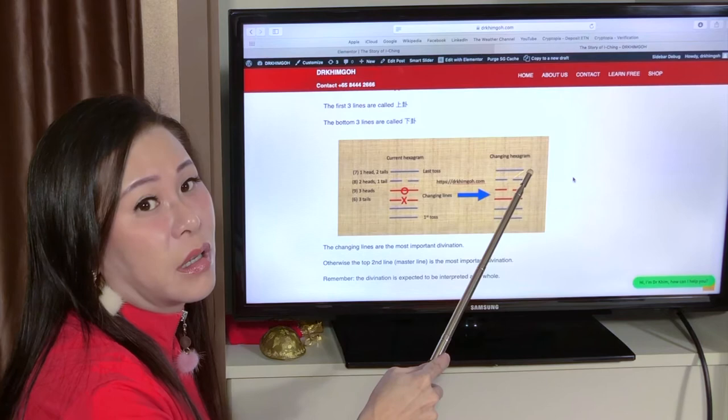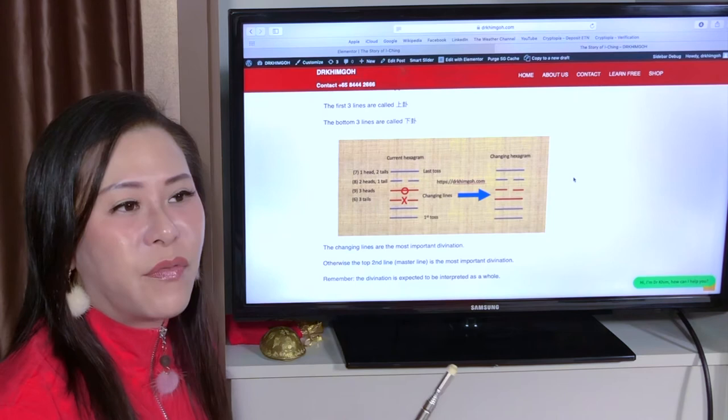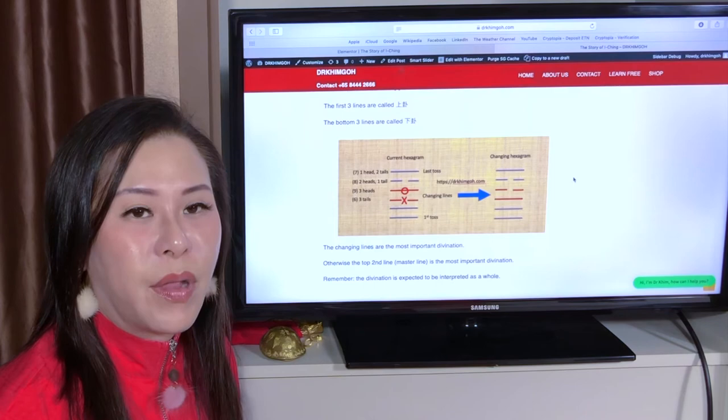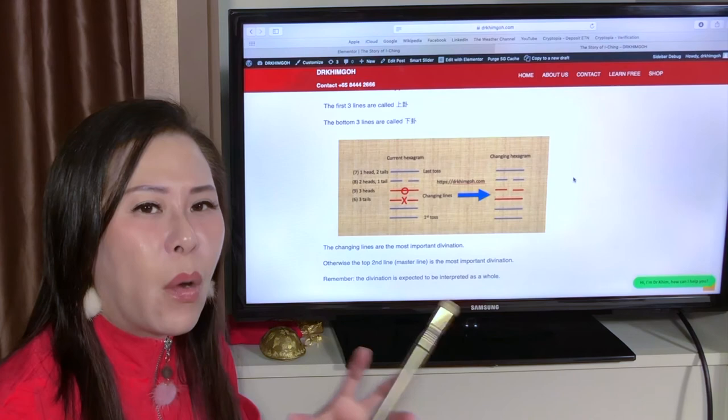So that's all I have to share with you today. In the next video, I'll be doing the hexagrams individually, hexagram 1 until 64. I'll explain one hexagram by one hexagram for you.